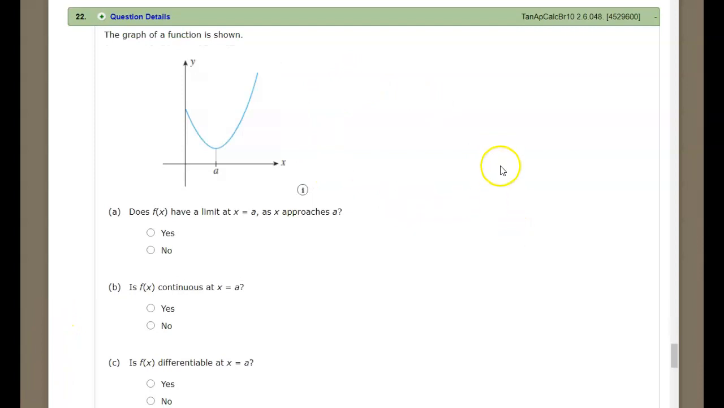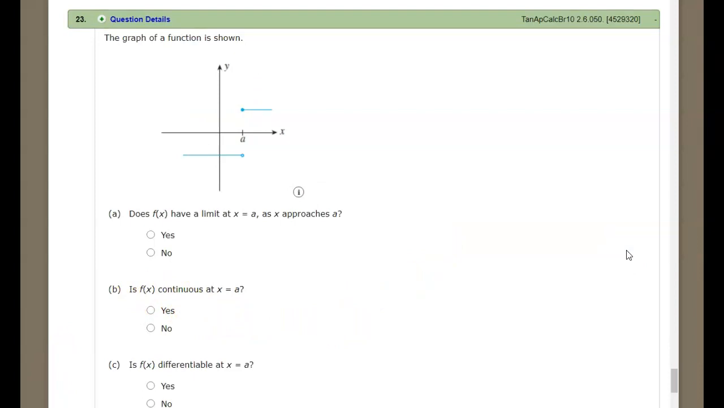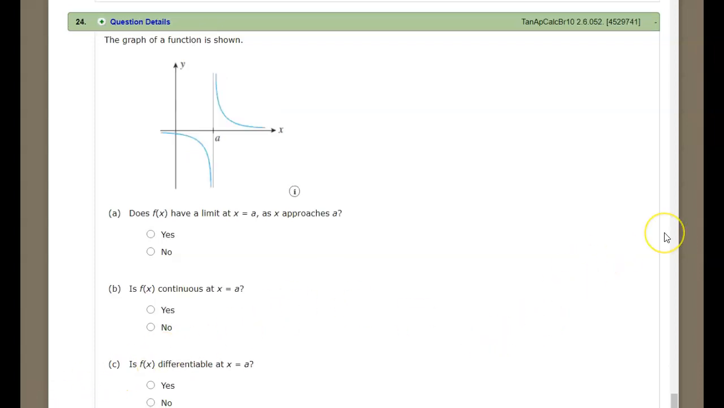Note that there are no problems on this graph. So no problems means everything's nice. There's a jump on this graph, so nothing's nice at A. Nothing works at A. There's a vertical asymptote on this graph, so nothing works at A for a vertical asymptote.